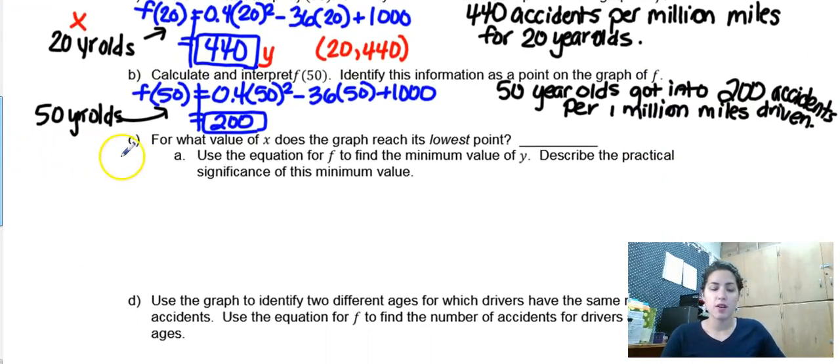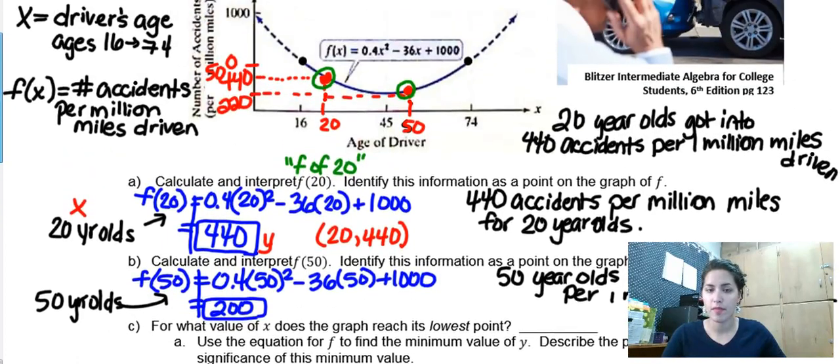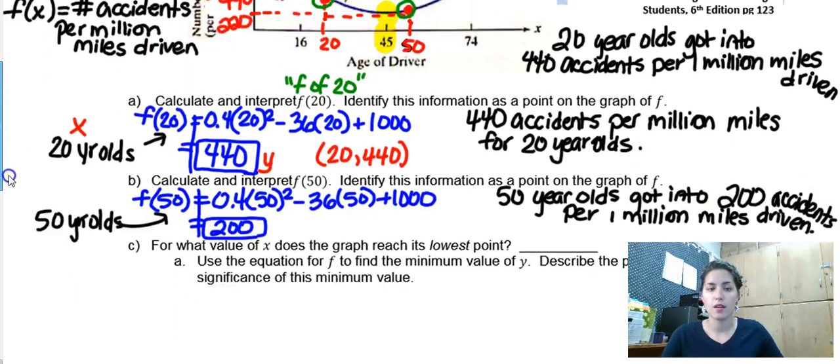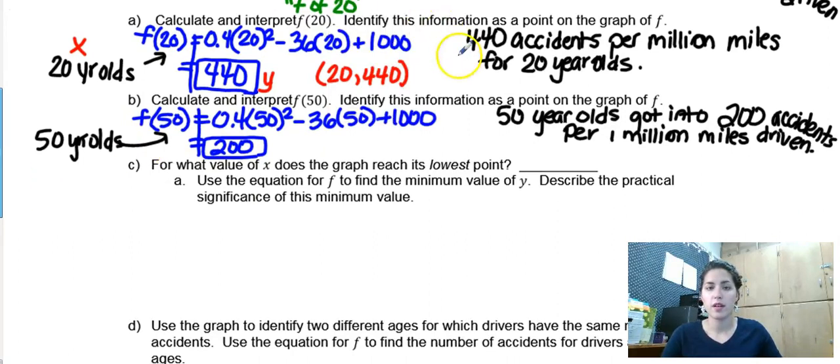That question asks, for what value of x does the graph reach its lowest point? So now we are going to go to our graph and look for that point. And I'm looking for the lowest point. Appears to be right here at 45 as an x value. So I'm going to answer that question right here and say 45. The question says, use the equation for f to find the minimum value of y. Describe the practical significance of this minimum value.